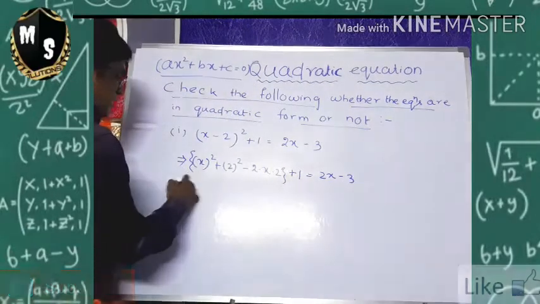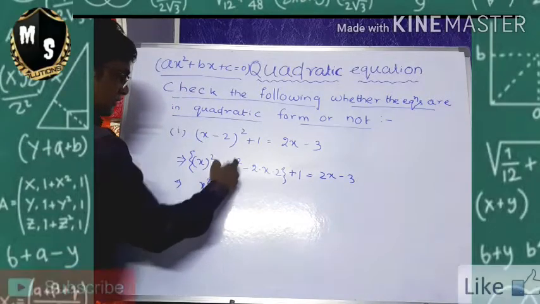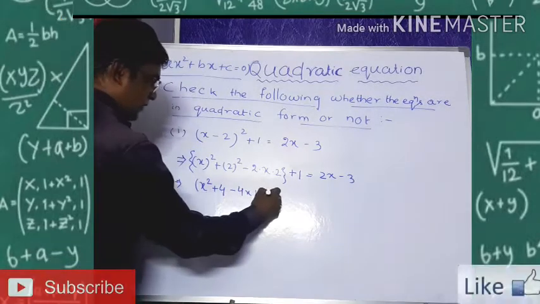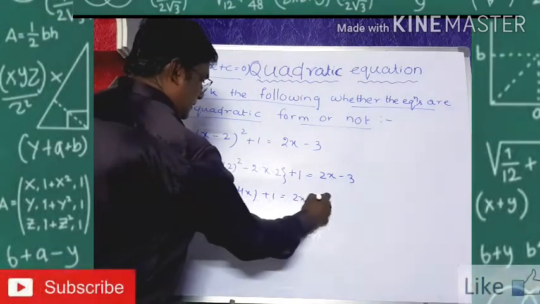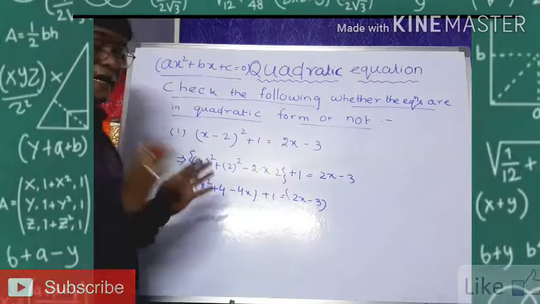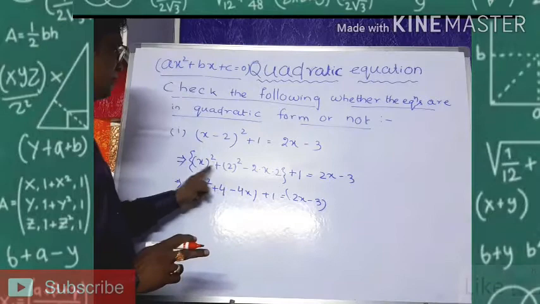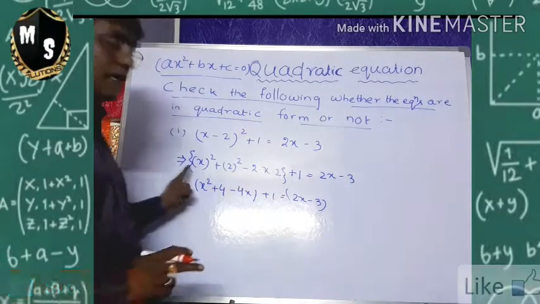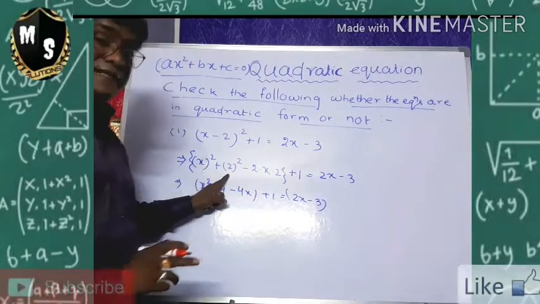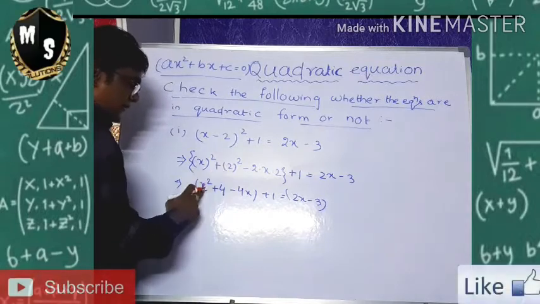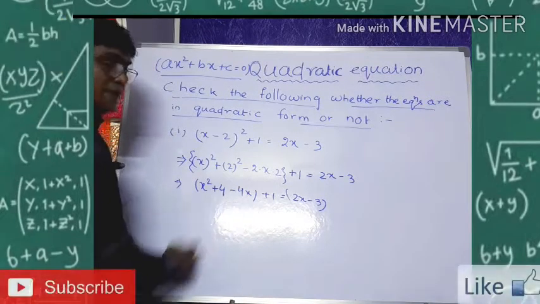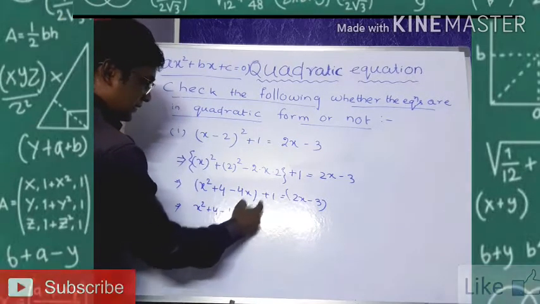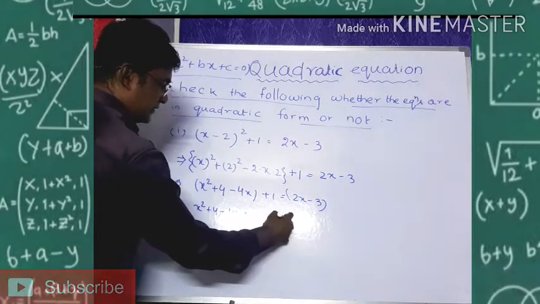Now what I have to do? I can write x square plus 2 square is 4 minus 2 twos are 4, x in the bracket, plus 1 is equal to 2x minus 3. Now you learn how to use the brackets also. Here I am writing a round bracket inside, so I have to go for the curly bracket outside. Now my round bracket is opened by getting the numbers. So it is x square plus 4 minus 4x, then plus 1, and I can write directly 2x minus 3.